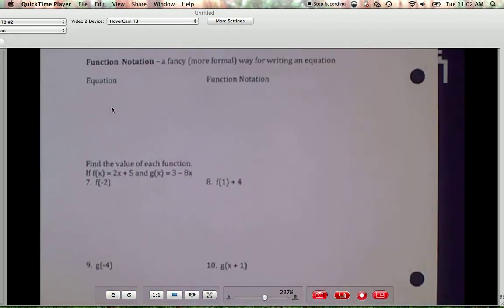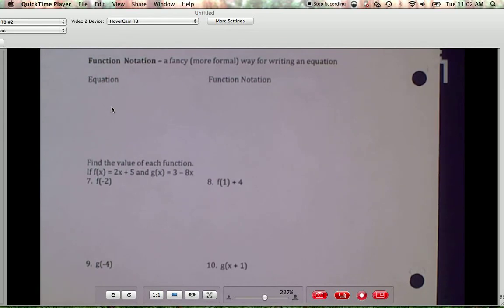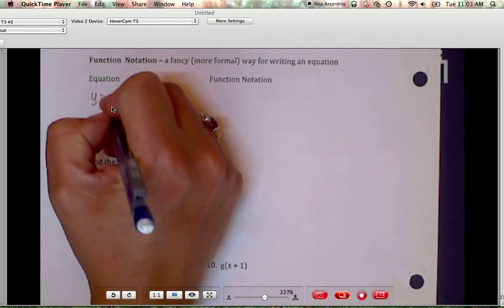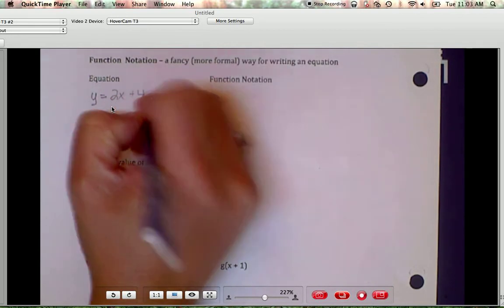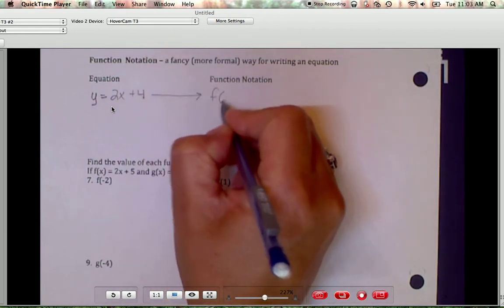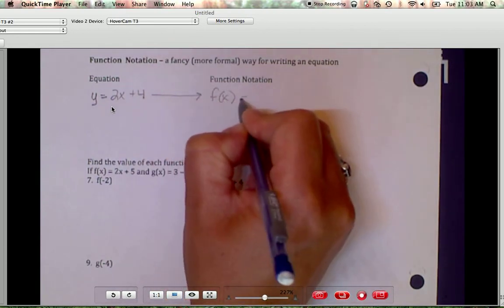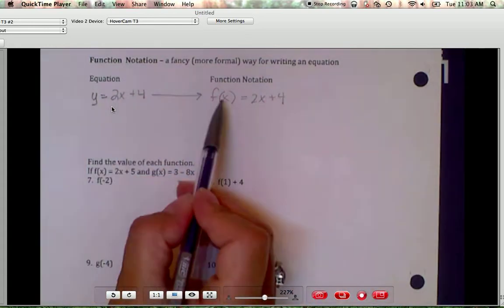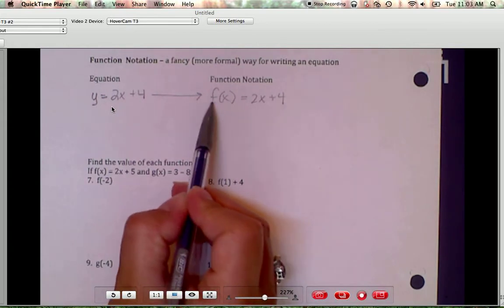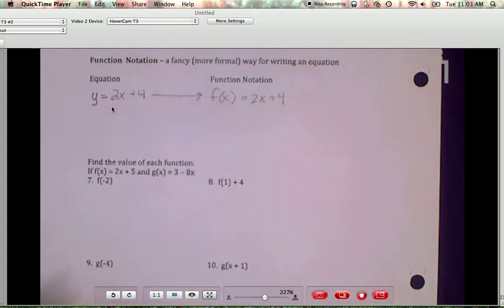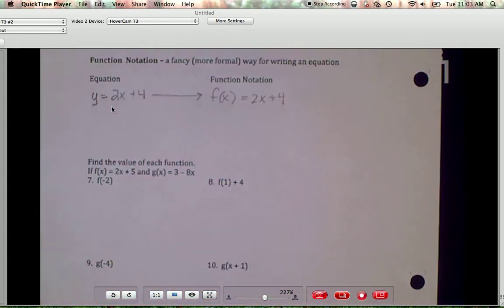So function notation. Function notation is just a fancy or more formal way of writing an equation. Let me give you an example. We write an equation of a line like this, y equals 2x plus 4. In function notation, it looks like this: f of x, a function of x, equals 2x plus 4. So we're just changing the y into f of x. That's how you read it: f of x, or a function of x, is equal to 2x plus 4. That's an easy switch, no problem.